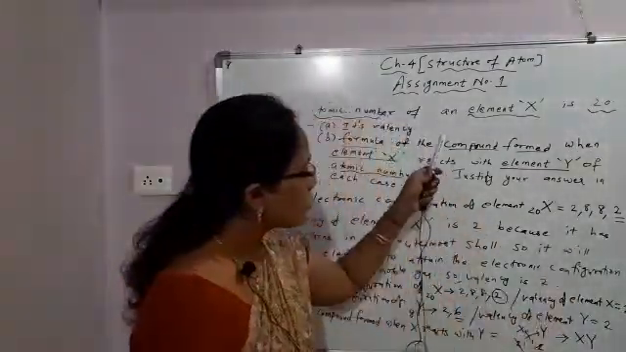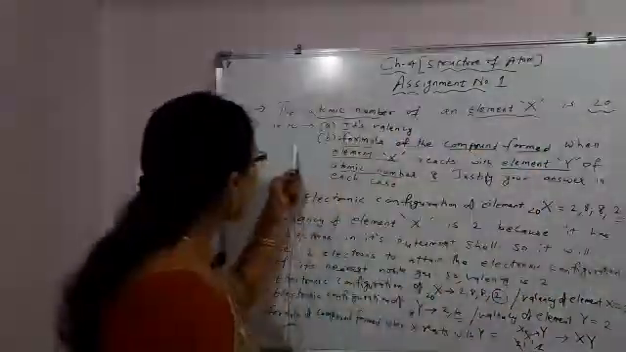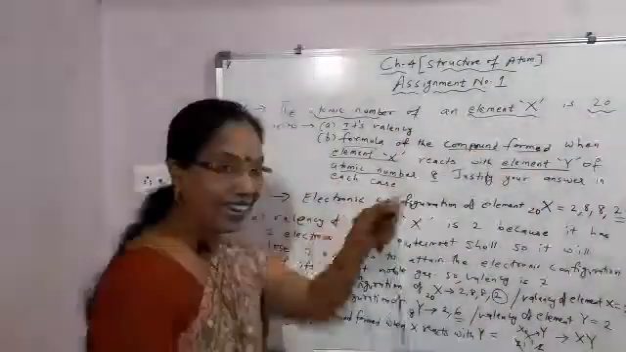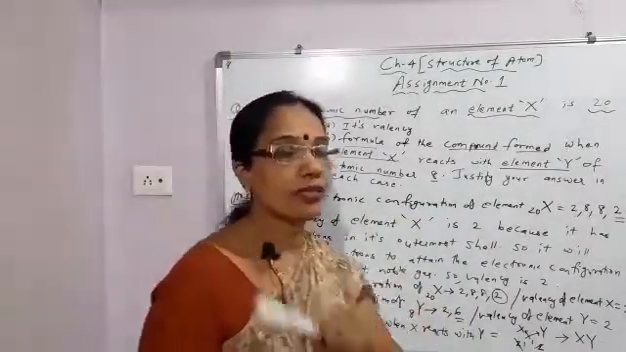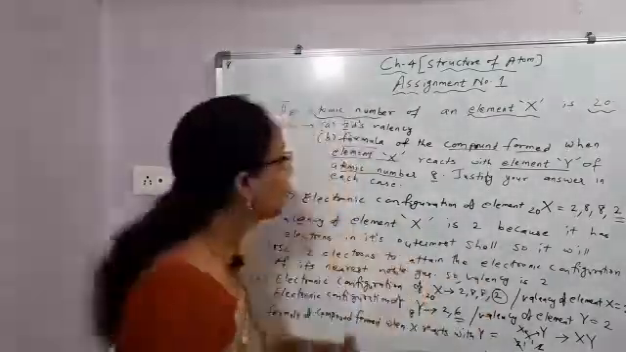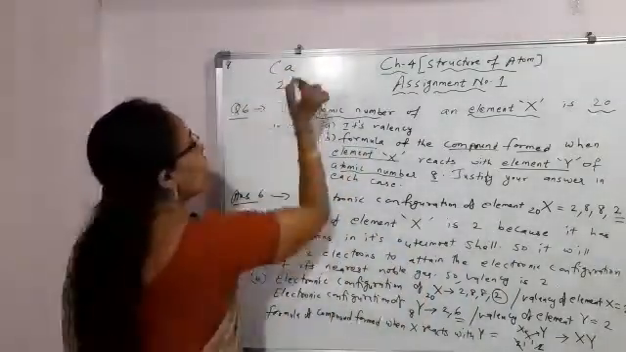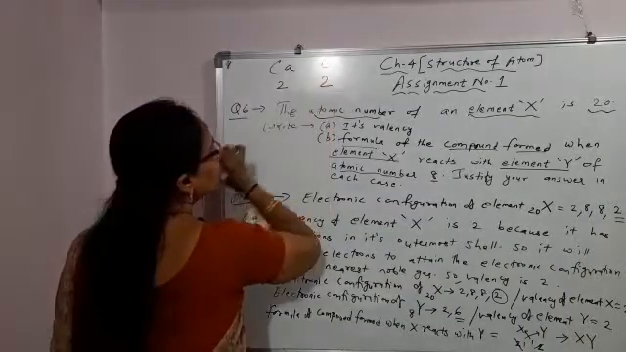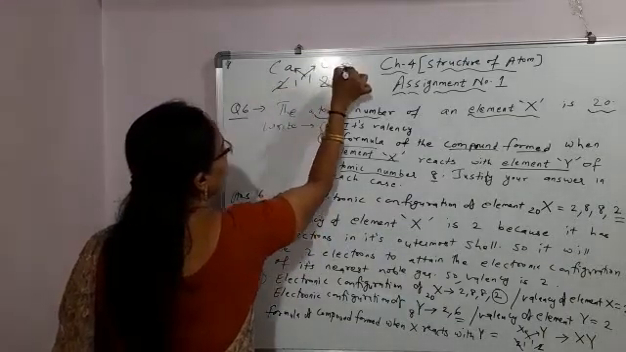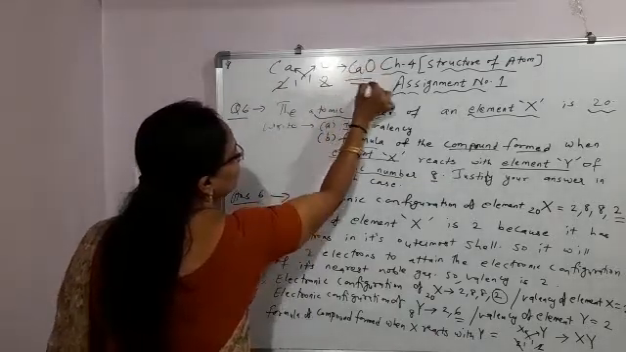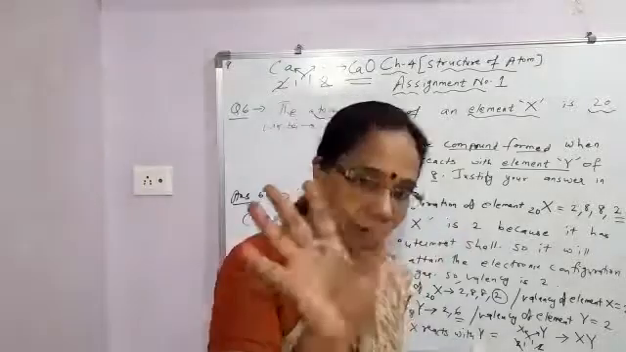And X is which element? Atomic number 20 means calcium, and Y, atomic number 8 means oxygen. So which compound is this? Calcium oxide, CaO. Students, calcium valency 2, oxygen valency 2. 2 ones are 2, 2 ones are 2, cross multiply. What is formula? CaO. So which compound is this? XY, calcium oxide, that you don't have to write.